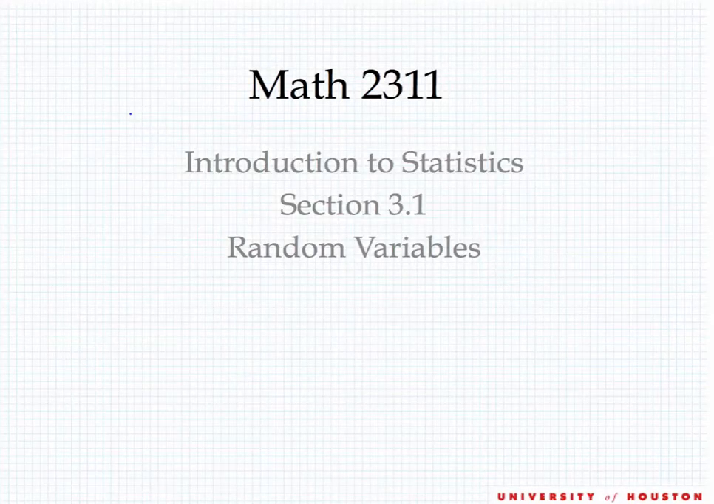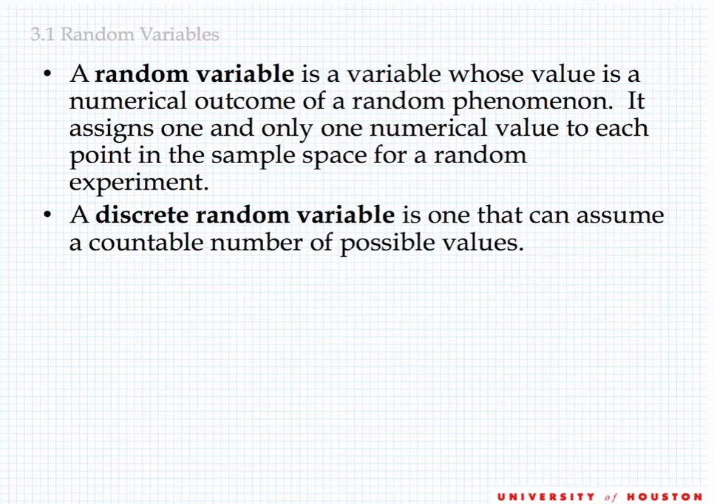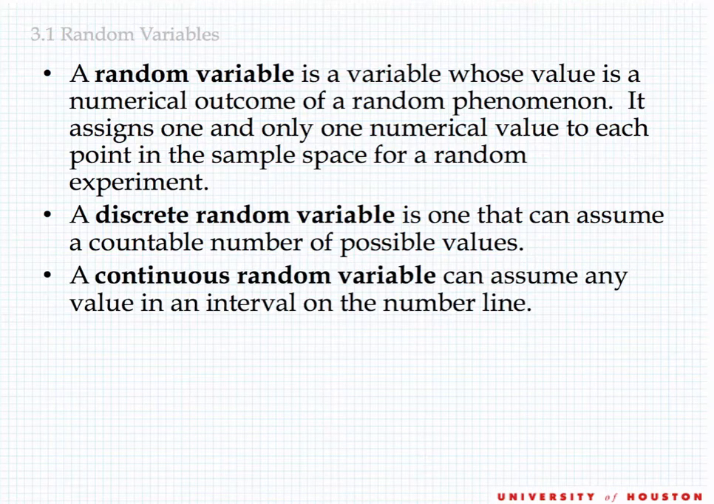Random variables. A random variable is a variable whose value is a numeric outcome of a random phenomenon. It assigns one and only one numerical value to each point in the sample space for a random experiment. A discrete random variable is one that can assume a countable number of possible values. A continuous random variable can assume any value within an interval on the number line.